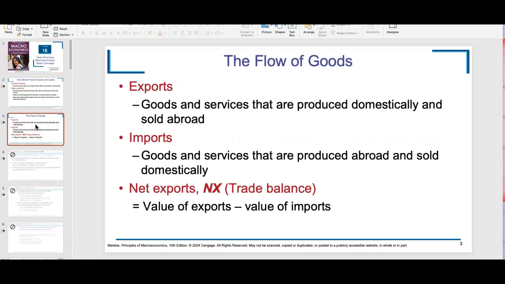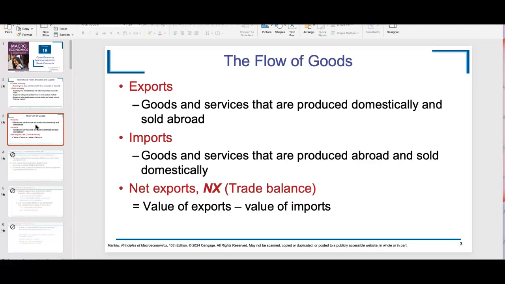So the flow of goods, when we have exports, the goods and the services leave the United States. The goods are produced in the USA, but we're selling them abroad, right? We're selling them outside of the USA. When we import goods, the goods and services are produced in another country, but they're sold in the USA. So the exports affect our GDP, correct? We produce it in the USA. It doesn't matter where we sell them to be part of our GDP.